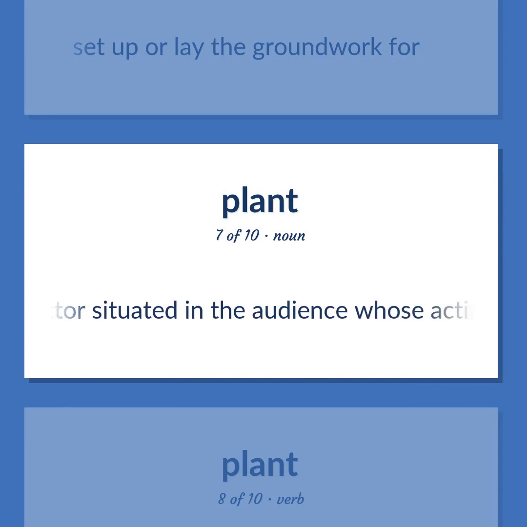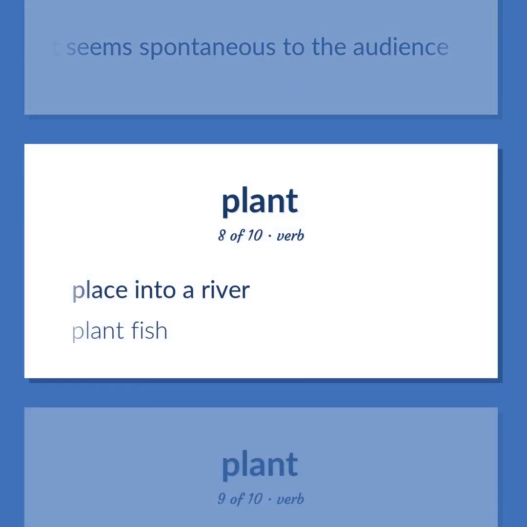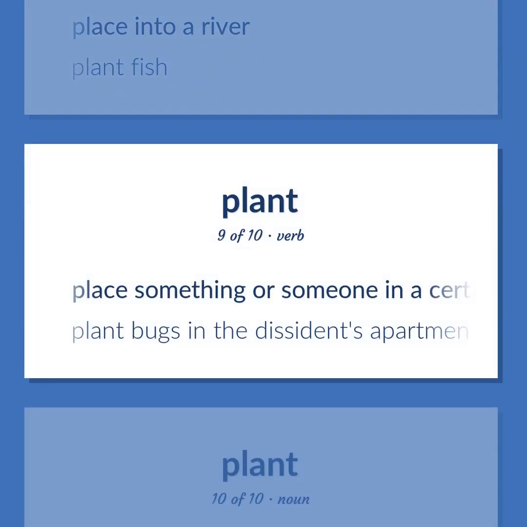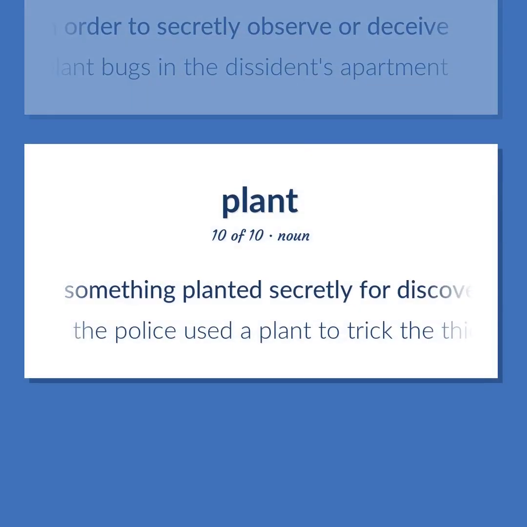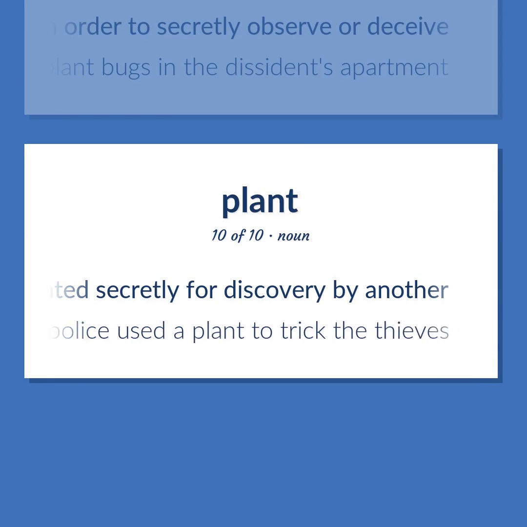Set up or lay the groundwork for. An actor situated in the audience whose acting is rehearsed but seems spontaneous to the audience. Place into a river. Plant fish. Place something or someone in a certain position in order to secretly observe or deceive. Plant bugs in the dissident's apartment. Something planted secretly for discovery by another. The police used a plant to trick the thieves.